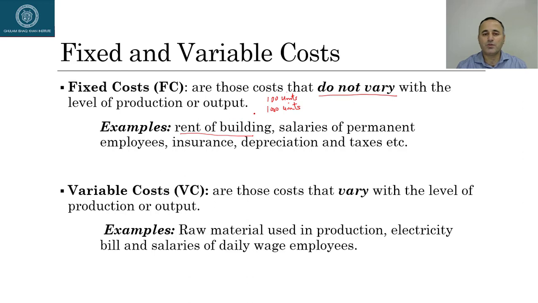Similarly, in a classroom, if I'm teaching 10 students or if I'm teaching 50 students, my salary from the institute would be like a fixed cost. Salary to permanent employees, insurance of a building. It doesn't matter if you are producing less or producing more. Normally, insurance is linked with the covered area of that building. Of course, depreciation and taxes are also another form of fixed cost.